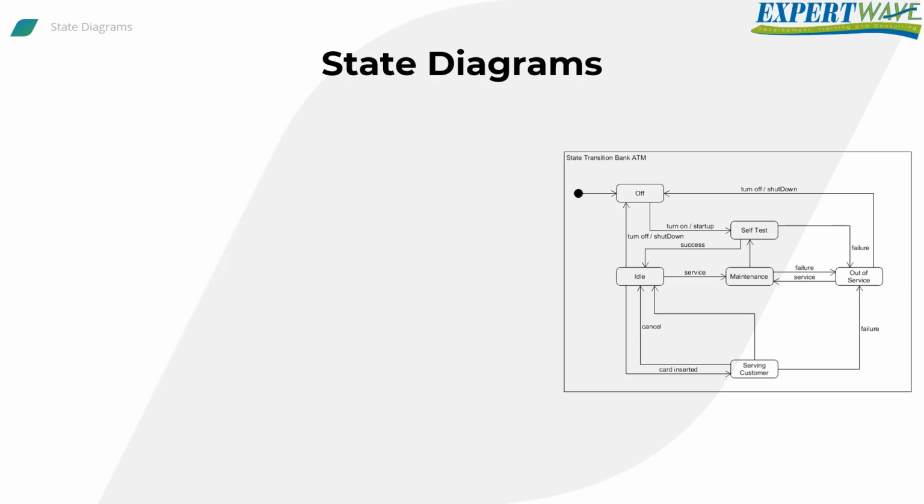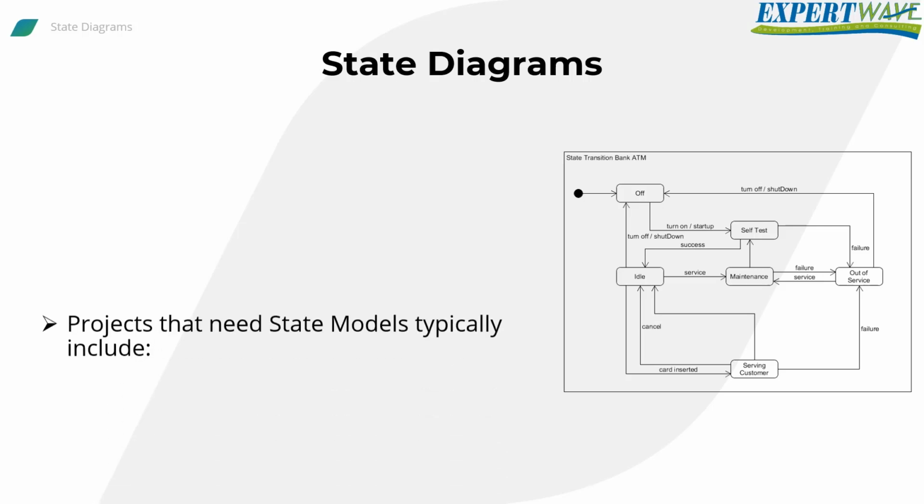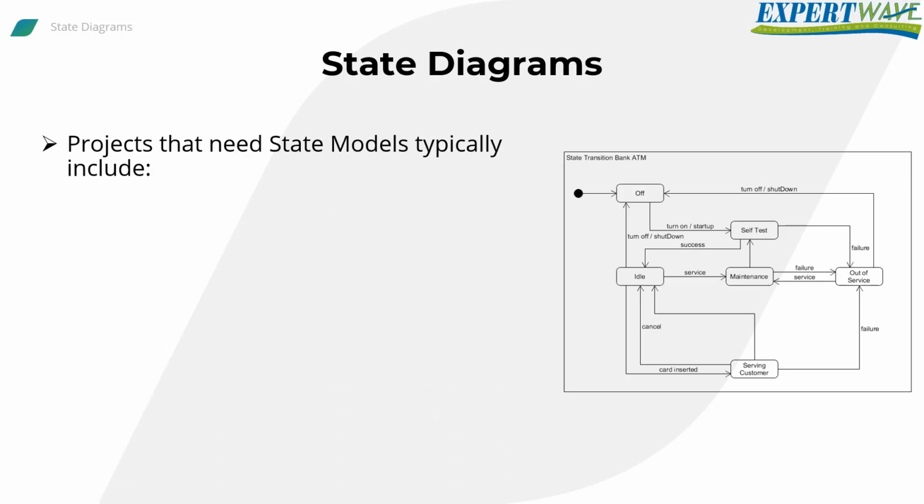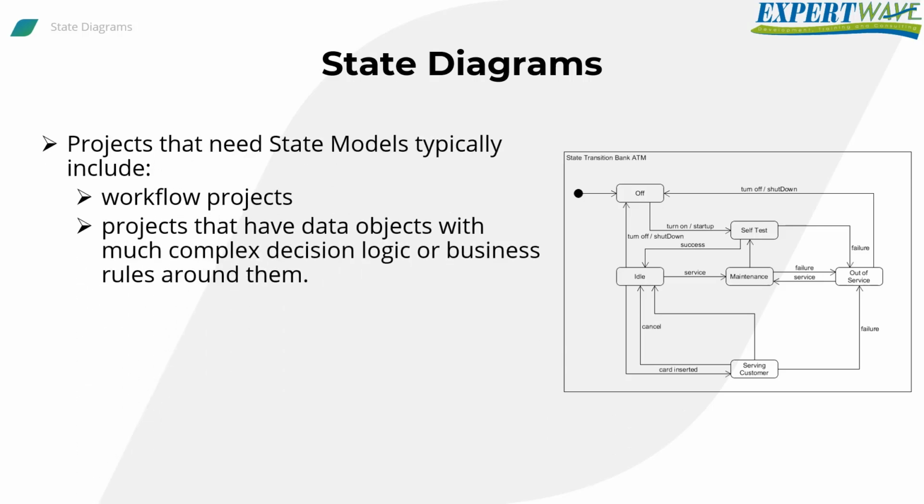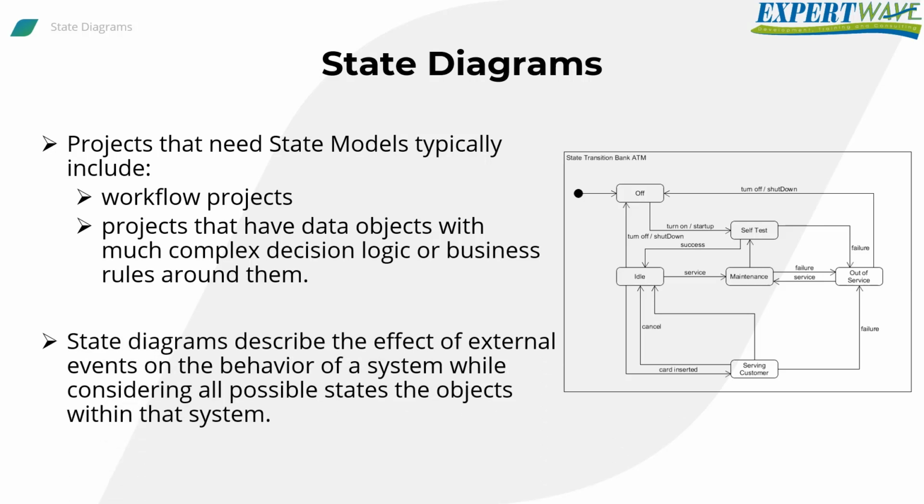State models are not applicable for every project. Projects that need state models typically include workflow projects and projects that have data objects with much complex decision logic or business rules around them. A state diagram describes how an object behaves when encountering events with a system. The state diagram describes the effect of the external events on the behavior of a system while considering all possible states of the objects within that system.